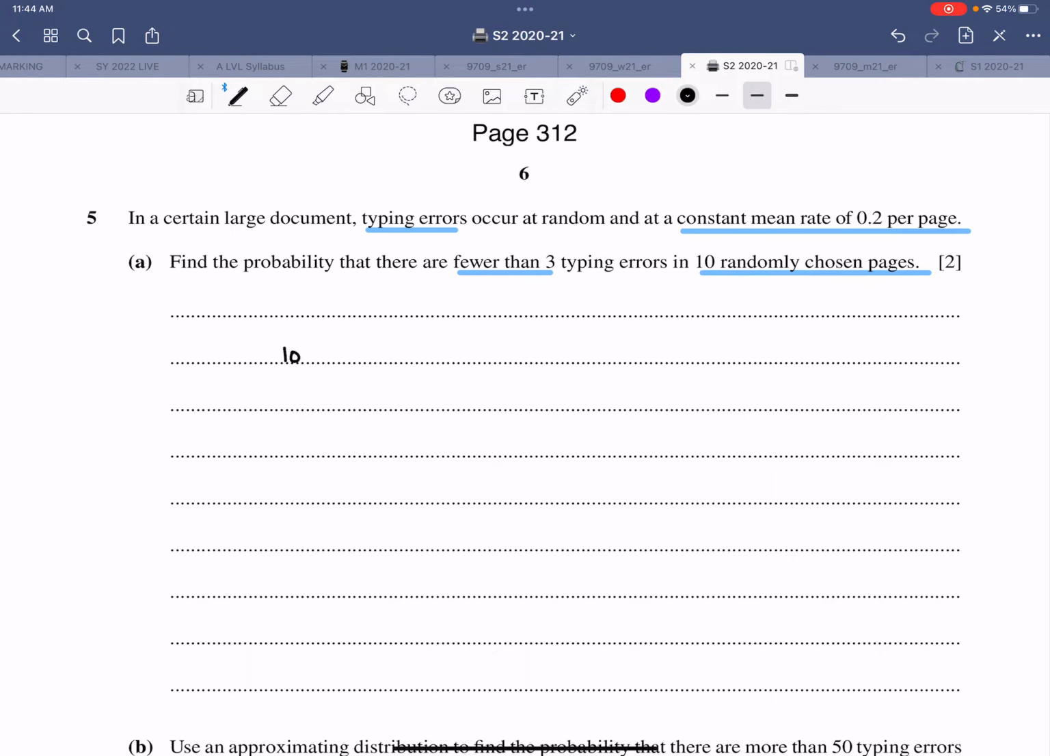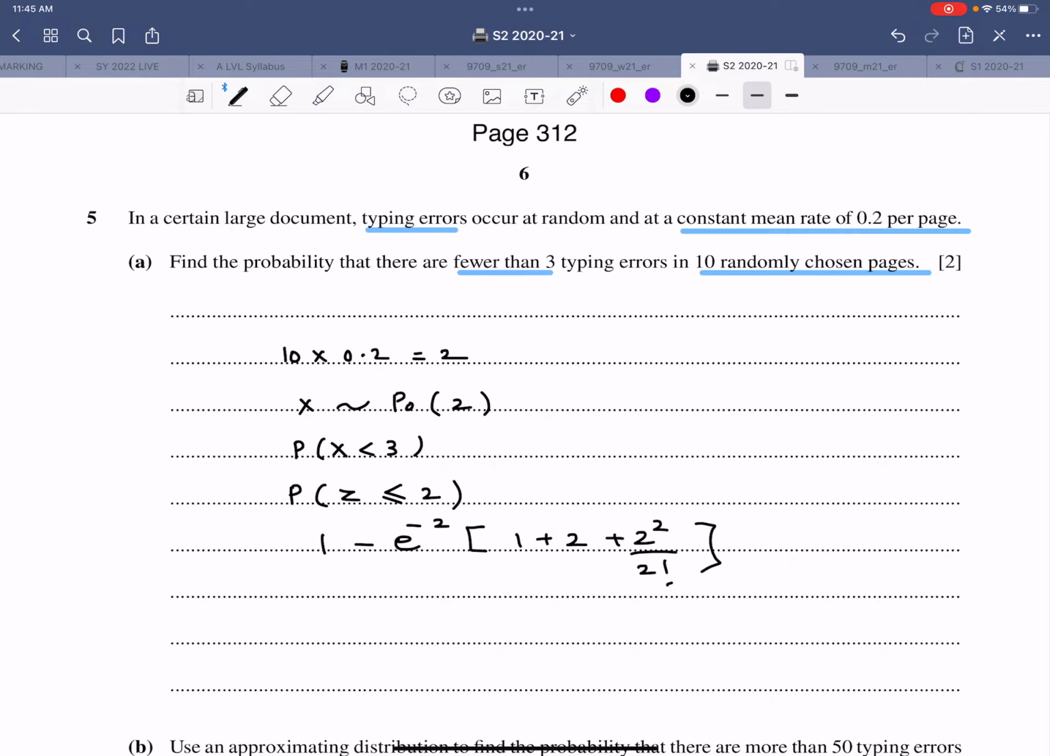So 10 multiplied by 0.2, that is 2, correct? X follows a Poisson distribution of 2. Probability X is less than 3, probability X is less than or equal to 2, which is e raised to the power of minus lambda, which is 2, times 1 plus lambda plus lambda squared over 2 factorial. Double check your working. If everything is correct, it's just a beautiful coincidence that this is 2 and this is also 2. So now this thing is done.